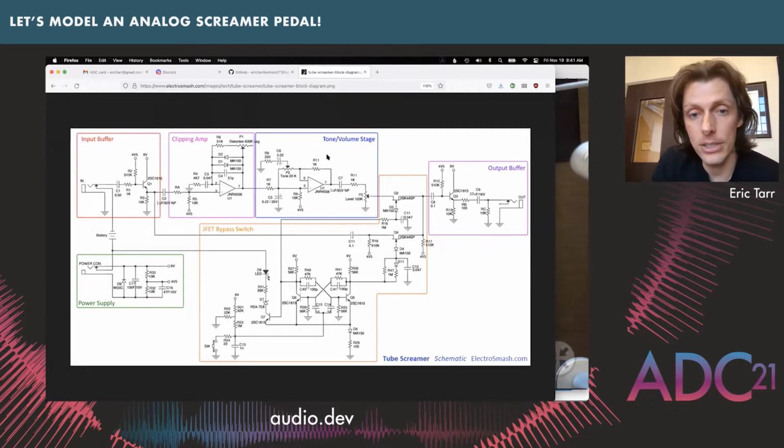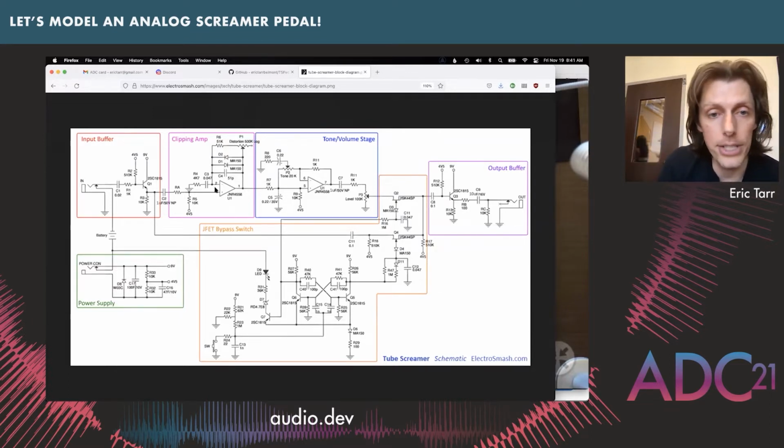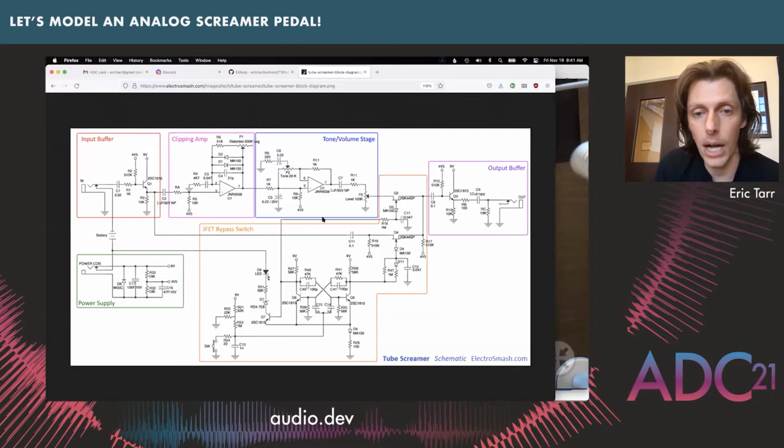One is this tone section right here that has a tone control and the output volume control right here. And then the other section that we have is the clipping section. So during the second hour of this workshop, believe it or not, we're going to be able to go through this tone section. And then the third hour, we'll be able to go through this clipping section and analyze that.